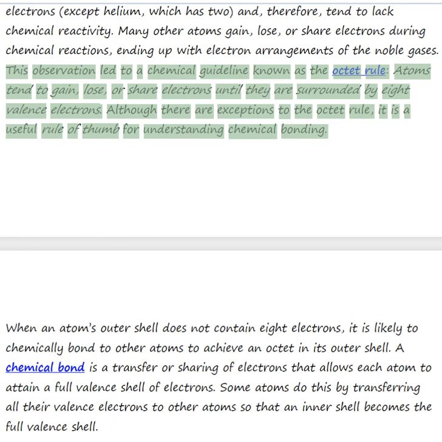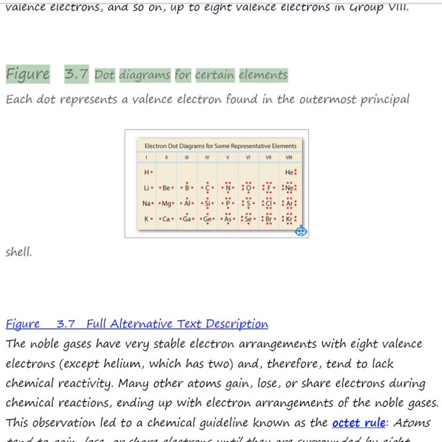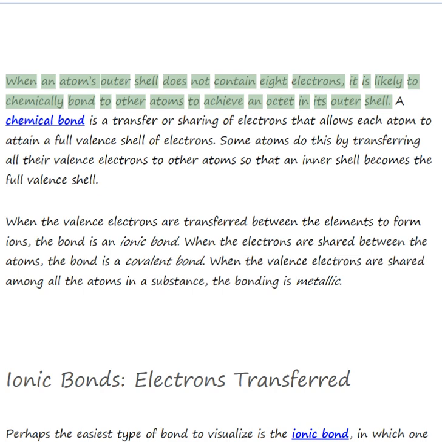Atoms tend to gain, lose, or share electrons until they are surrounded by 8 valence electrons. Although there are exceptions to the octet rule, it is a useful rule of thumb for understanding chemical bonding. Figure 3.7. Diagrams for certain elements. When an atom's outer shell does not contain 8 electrons, it is likely to chemically bond to other atoms to achieve an octet in its outer shell.